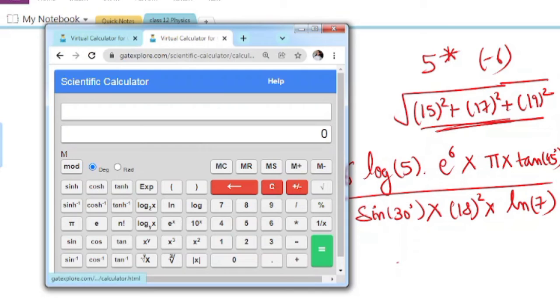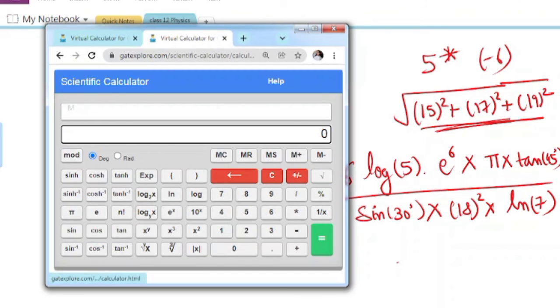Just clear this. After clearing all this data, if you are saving any data in memory using M plus or M minus, after completing your calculation, carefully clear it with MC, meaning clear all data, clear all memory of your scientific calculator. So just calculate this last question.